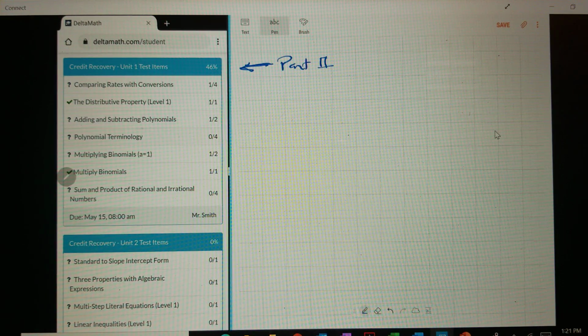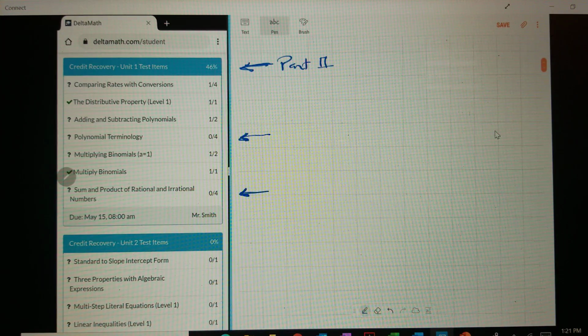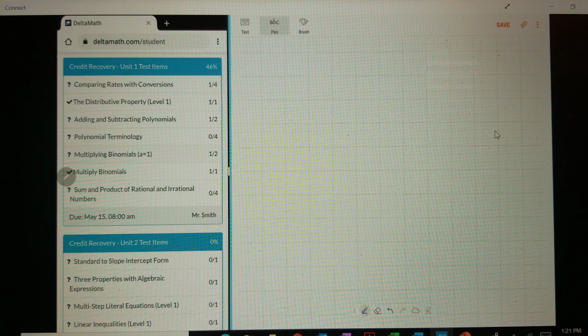Hi everyone. This is going to be a credit recovery unit test. This is part 2, and we are going to cover specifically polynomial terminology right here and sum and product of rational and irrational numbers right there. Okay, so let's get going. The first assignment we're going to do is polynomial terminology.